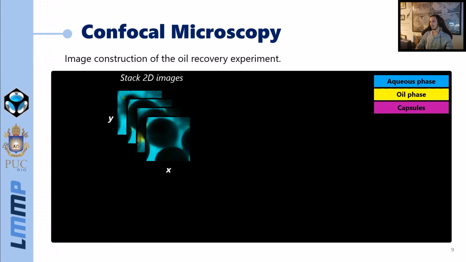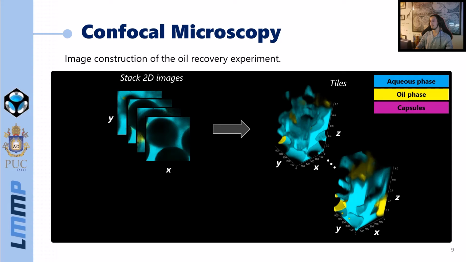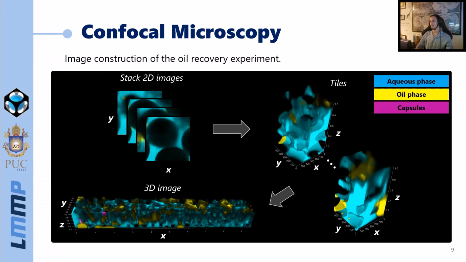The procedure for the 3D reconstruction can be better explained with these images. First, a stack of 2D images of different focal planes is acquired from multiple positions. Then, each stack is rebuilt in 3D separated tiles. Finally, these tiles are merged together to represent the whole sample. The aqueous phase is shown in blue, the oil phase in yellow, and the capsules in purple. It's important to note that the black areas are the glass beads, which don't emit any fluorescence when excited by the laser.